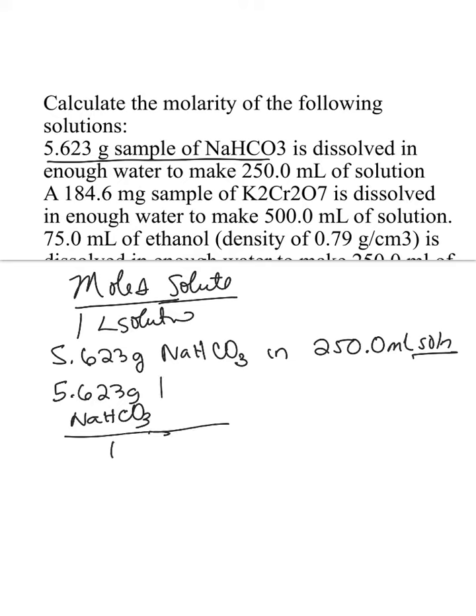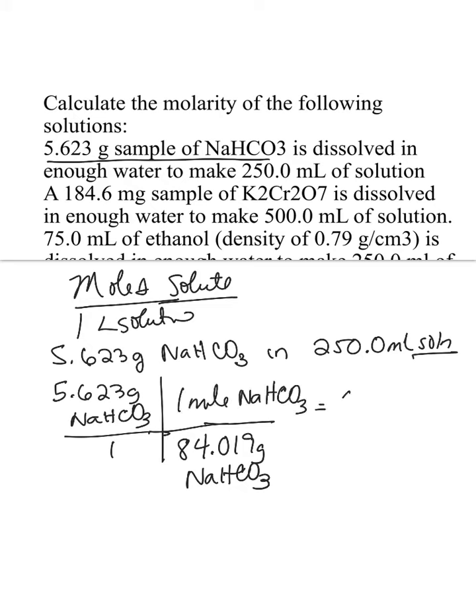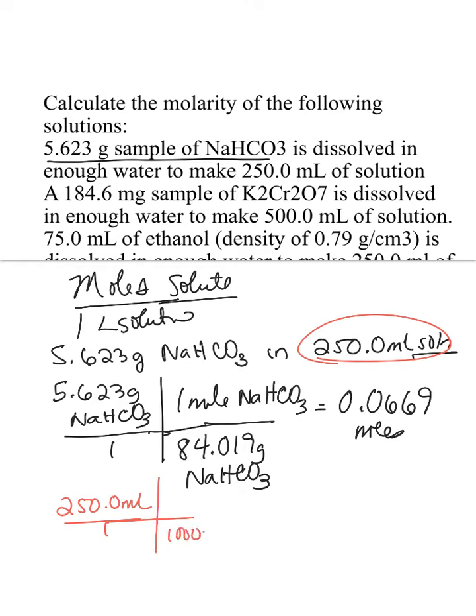We got to convert that to moles. So 84.019 grams is its molecular mass for 1 mole of sodium bicarbonate, and that gives you 0.0669 moles. And then you have 250 milliliters, and we got to get this into liters. So for 1,000 milliliters, you have 1 liter. That's 0.2500 liters.